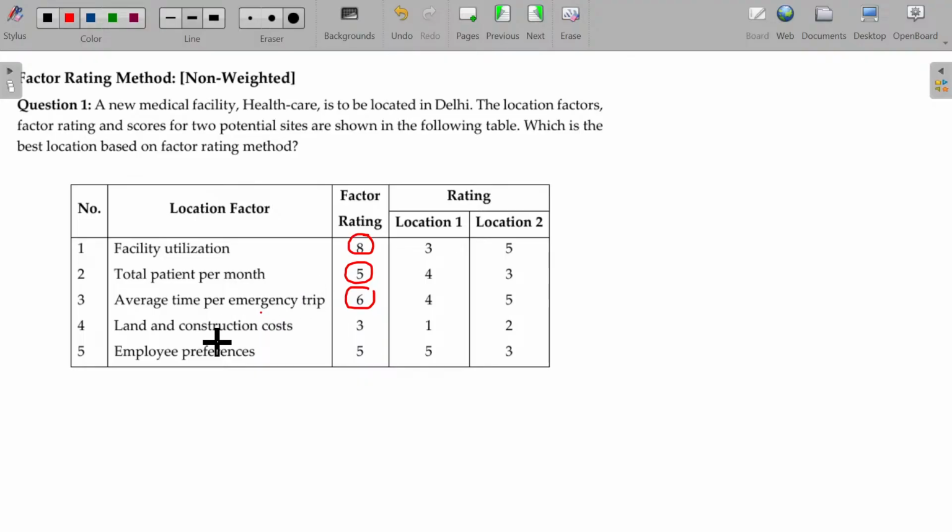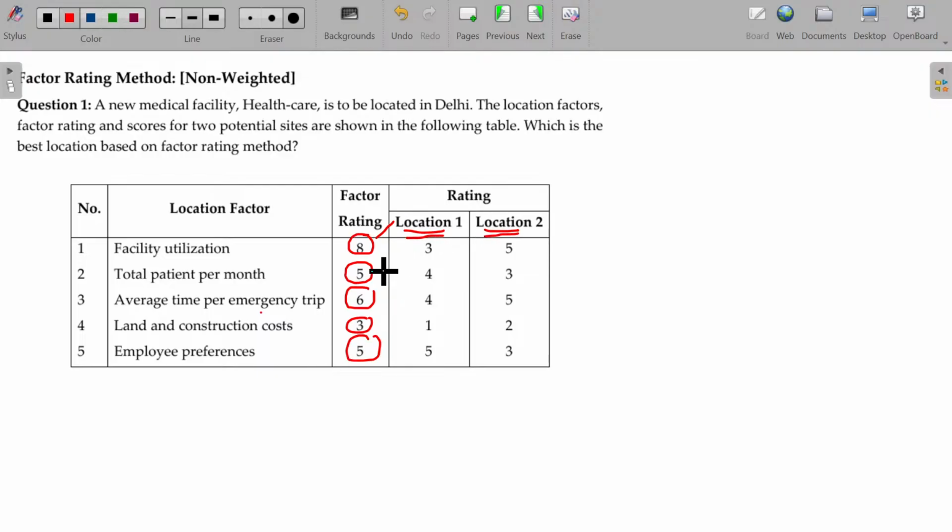And land and construction cost is not a matter. We can get the money from various investors anywhere, no problem. So only 3. It's the least important criterion. Money is the least criterion. Which is the most important criterion? If I install the hospital, it should be utilized properly. Sir, that will be my most important criterion. 8 points will be given. And employee preference will also be given 5. This is my criteria for starting my hospital.